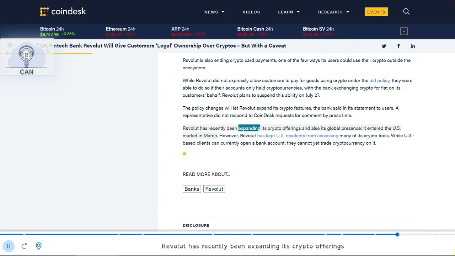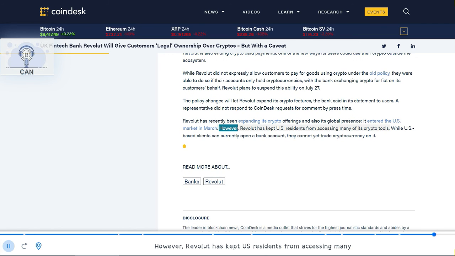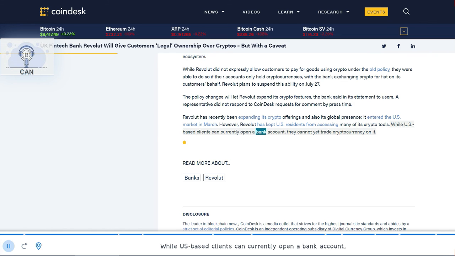Revolut has recently been expanding its crypto offerings and also its global presence. It entered the US market in March. However, Revolut has kept US residents from accessing many of its crypto tools. While US-based clients can currently open a bank account, they cannot yet trade cryptocurrency on it.